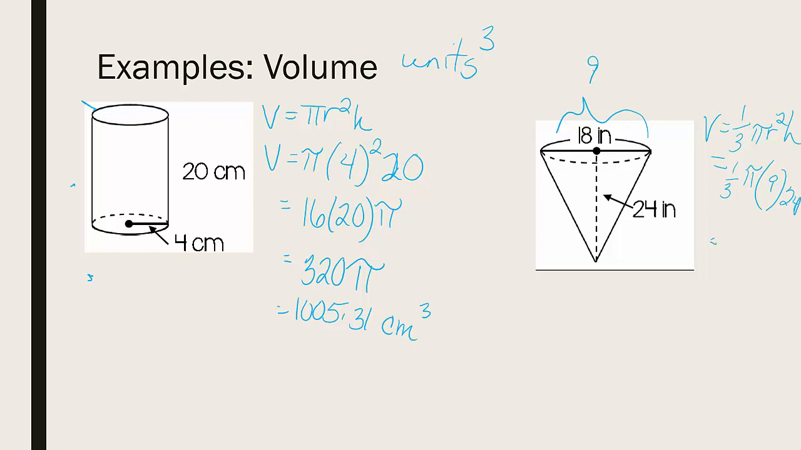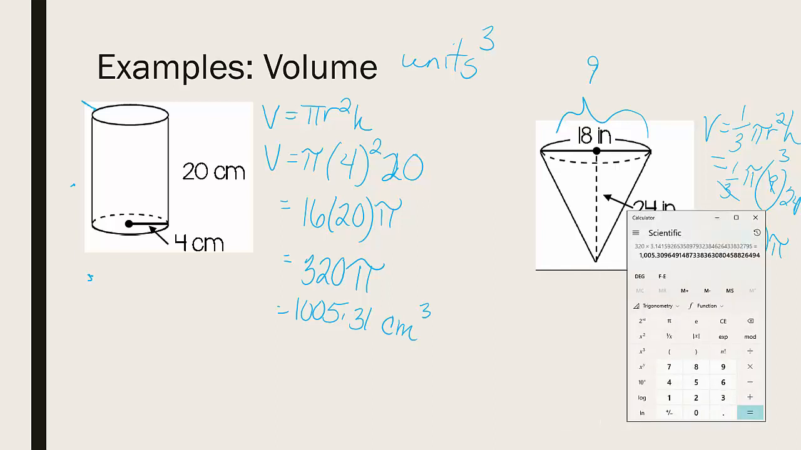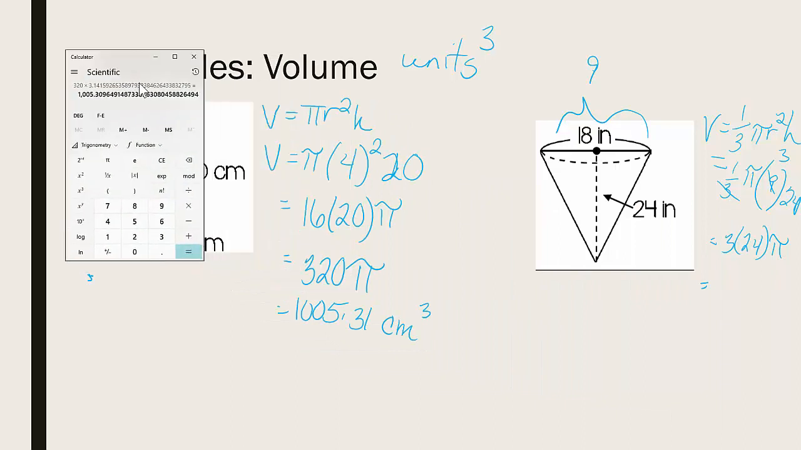So let's see, this becomes, I'm going to reduce this down to 3 times 24 times pi. That's going to equal, let's bring up the calculator again. So we're going to clear this out, and we're going to go 3 times 24 times pi, and that equals 226.19.